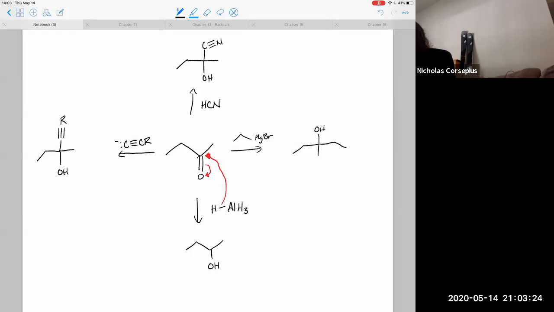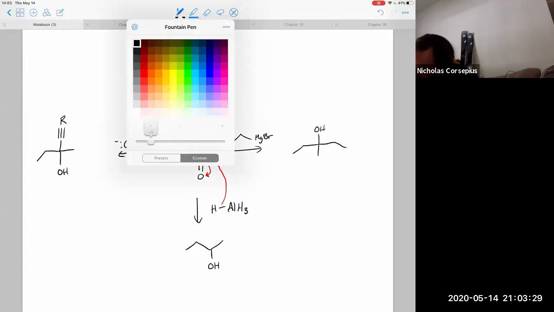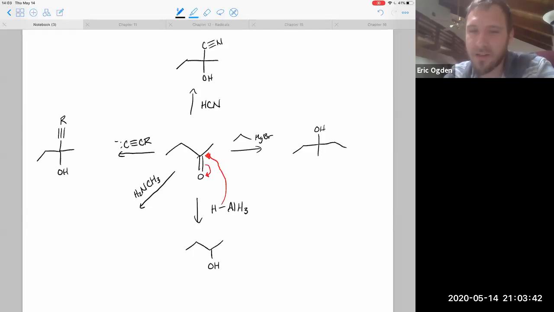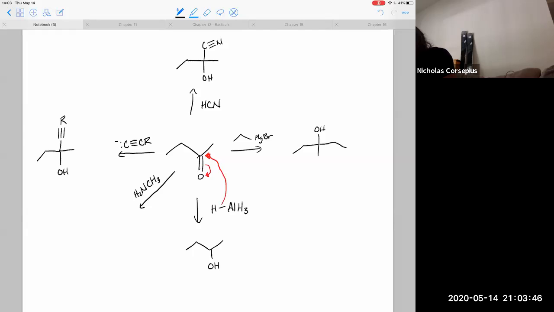And then let's do also what happens if we were to take our ketone and put in a primary amine. You get an imine? Yep. So draw one of those for me, make sure you know what that is. Oh, and this has to be also in trace acid.